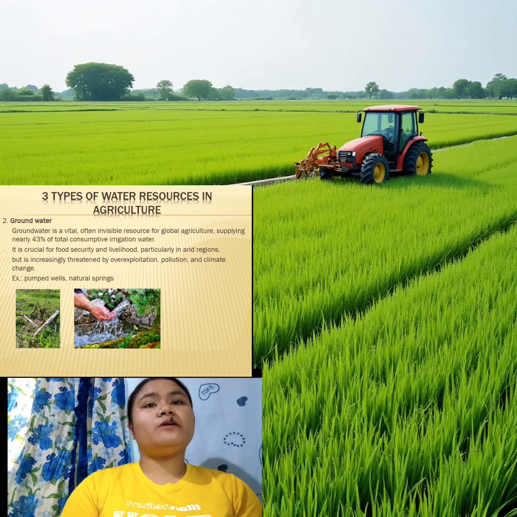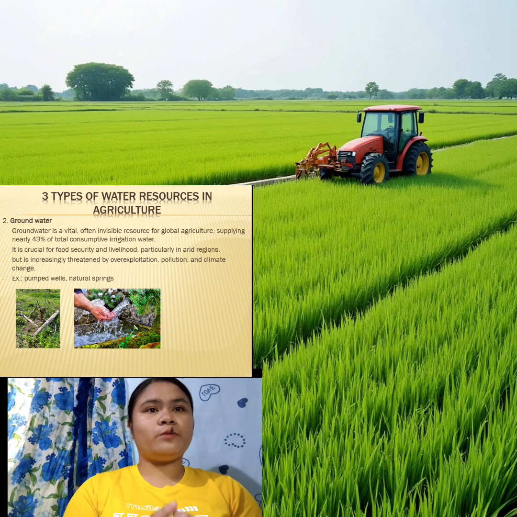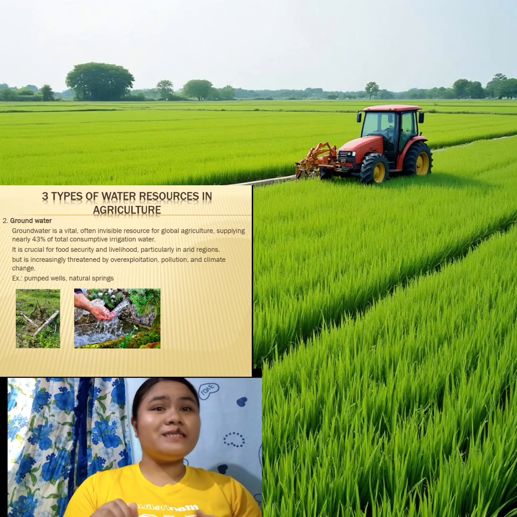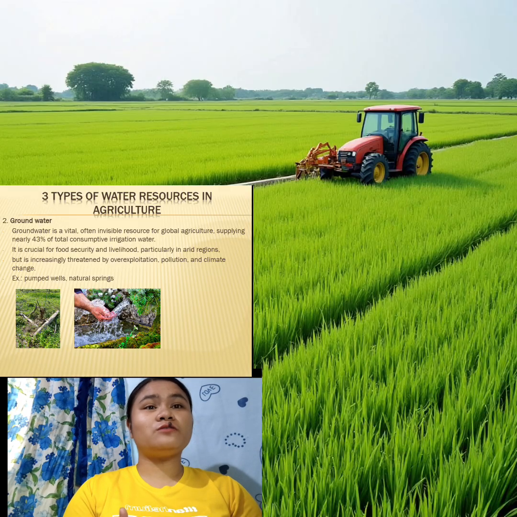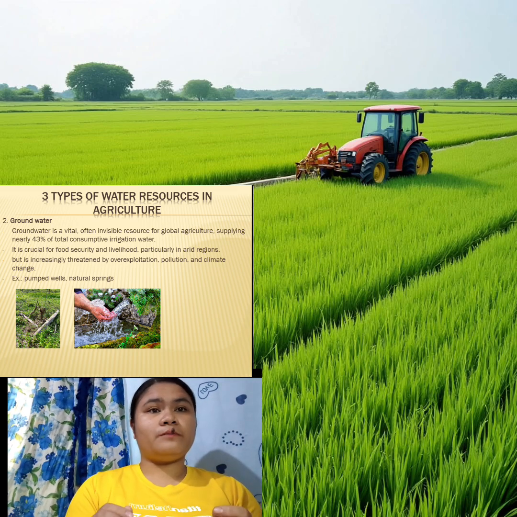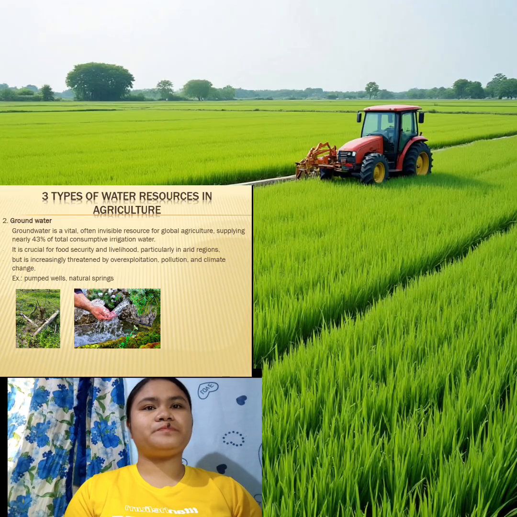But here is the concern. Groundwater is being threatened by overexploitation, pollution, and climate change. Farmers who overpump wells risk depleting an aquifer that took thousands of years to fill. Once it's gone, it is extremely difficult to recover. This is why sustainable management of groundwater is one of the most pressing issues in agricultural water policy today.